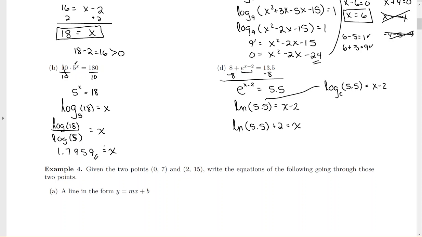If you're asked for a decimal approximation, you would type in natural log of 5.5, close parenthesis, and then plus 2. So if you're playing along at home, this is approximately 3.7057. I guess I'm rounding to 4 decimals here. But they would tell you in the direction how many decimal places to round to if they wanted a decimal answer. Since they don't, the exact answer is what they're looking for here.